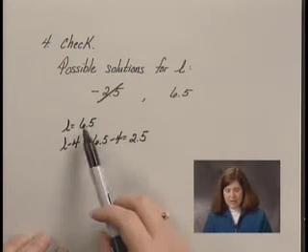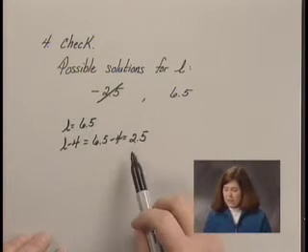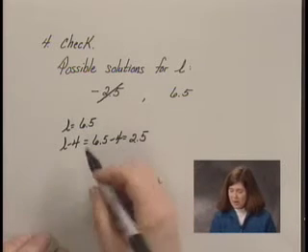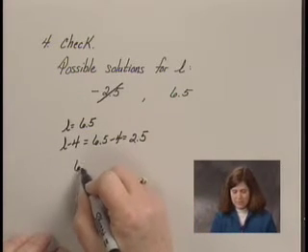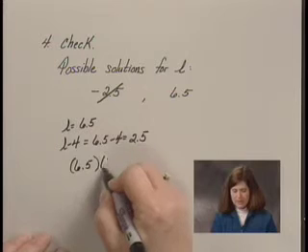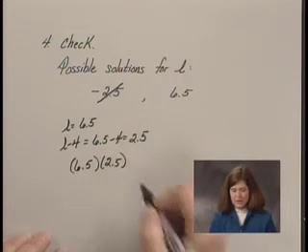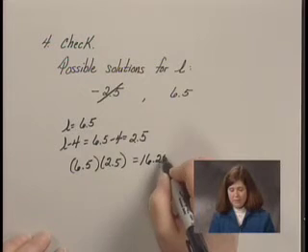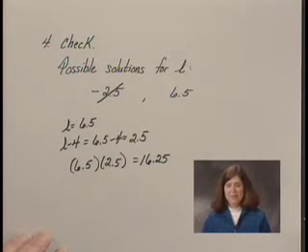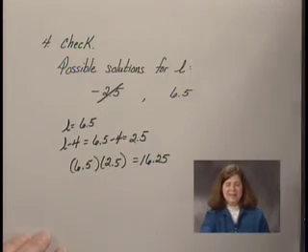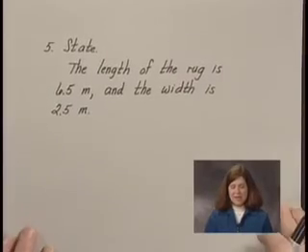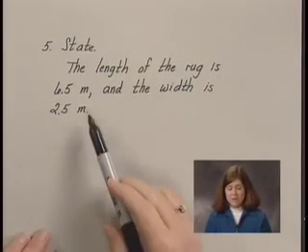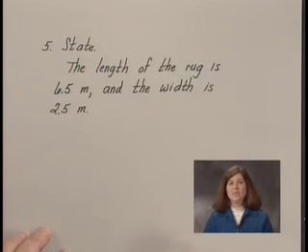So we have the length 6.5, the width 2.5, and let's check the area. 6.5 times 2.5, if we would multiply, we would get 16.25, which checks. So we can finally move to our last step, and that is the length of the rug is 6.5 meters and the width is 2.5 meters.